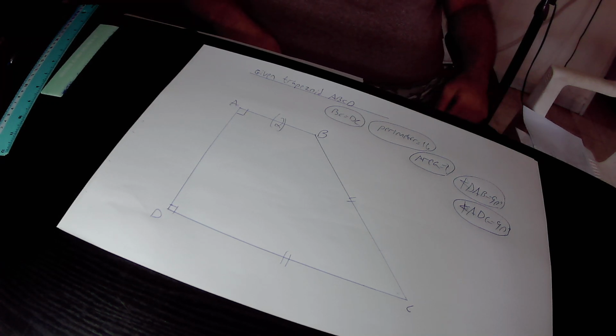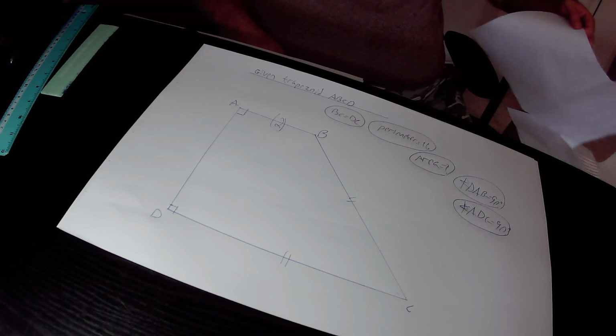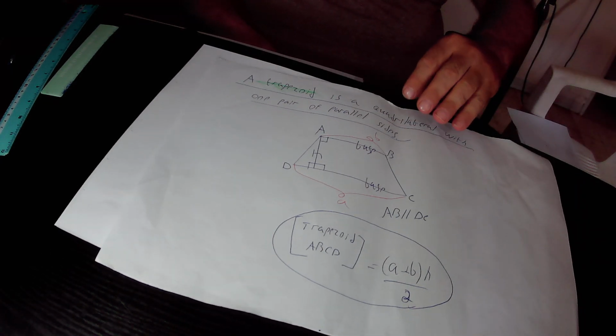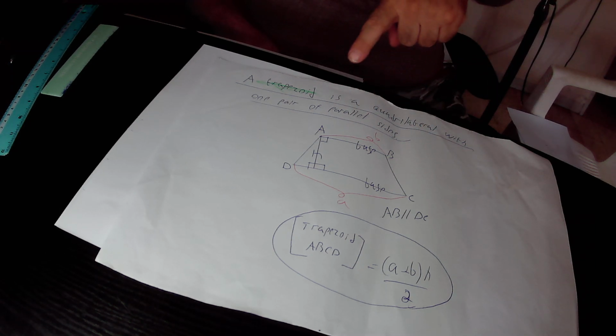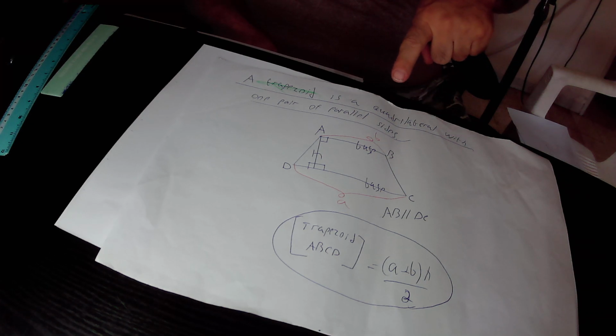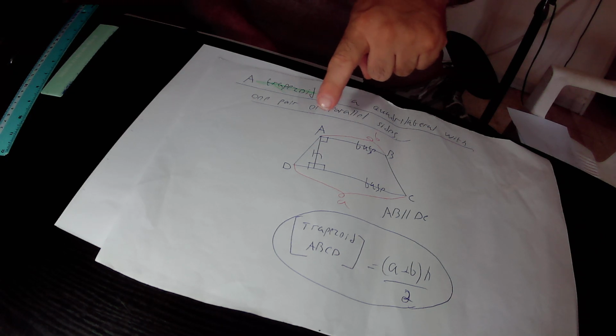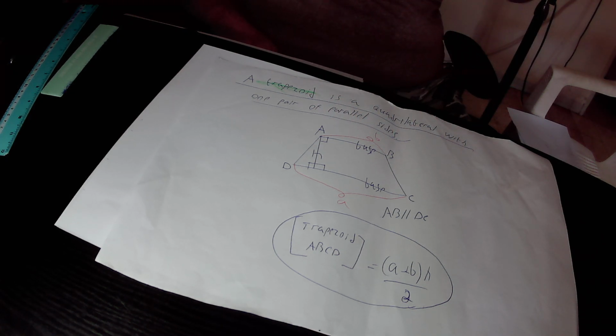So first of all, what is a trapezoid? A trapezoid is a quadrilateral with one pair of parallel sides. This is a trapezoid ABCD. It is a quadrilateral because it has 4 sides, and because this quadrilateral has a pair of parallel sides, that is to say side AB is parallel to the opposite side DC, it is defined as a trapezoid. So a trapezoid is a quadrilateral with one pair of parallel sides.